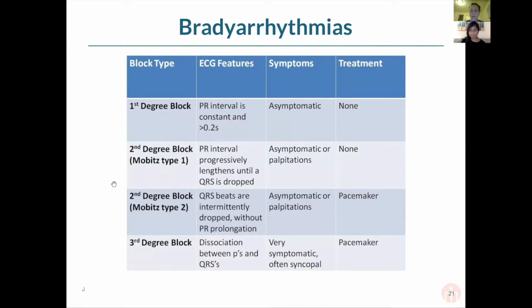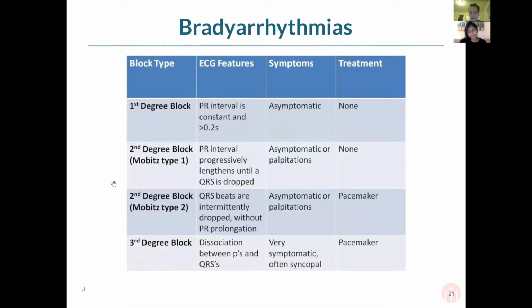And the way I remember Mobitz 1 and Mobitz 2 is that Mobitz 1 gives you a warning, and you can almost hear the word 1 in warning if you say it right. So Mobitz 1 gives you a warning that something's going to happen and there's going to be a QRS that's dropped because it gets longer and longer and longer. So that's your warning cue that something's going to happen.